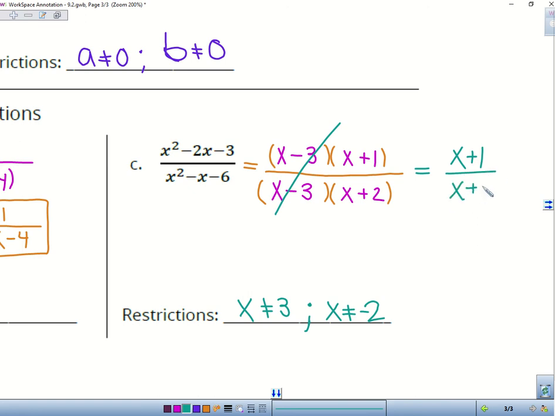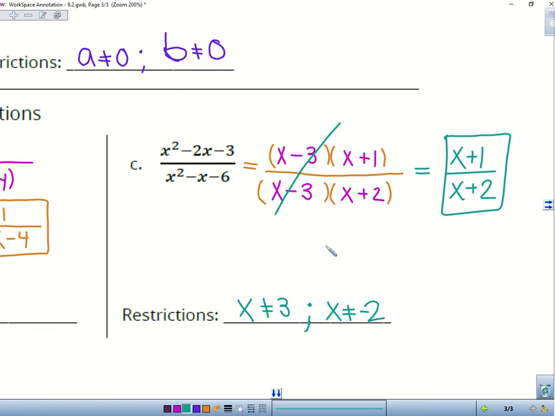Now, can I cancel those x's out? No. You can only cancel when it's a product. Do you see the difference between when you can and can't cancel? When there's multiplication between the items.